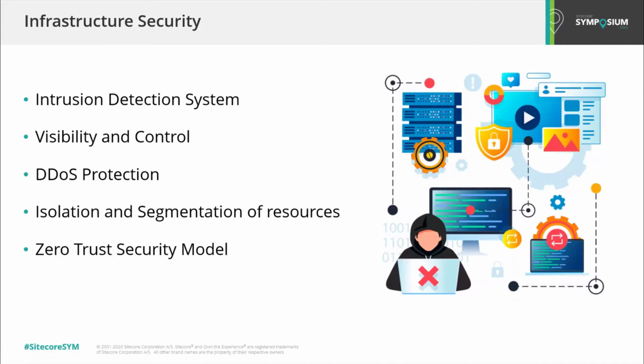How do I protect my application from malicious attacks? How do I control network and application access to resources? How do I enable DDoS protection for my applications? How do I do segmentation and isolation to protect my resources? How do I enable zero trust security model?